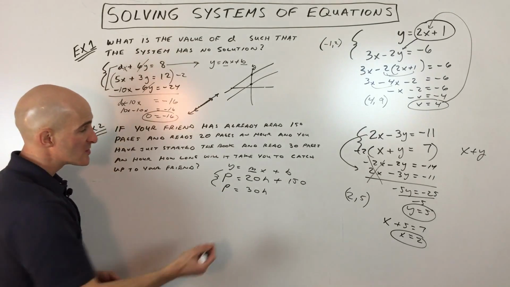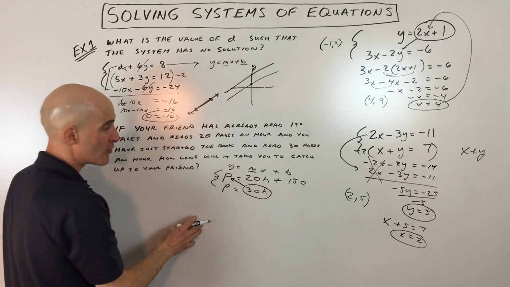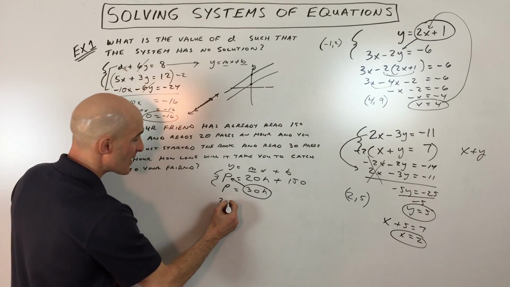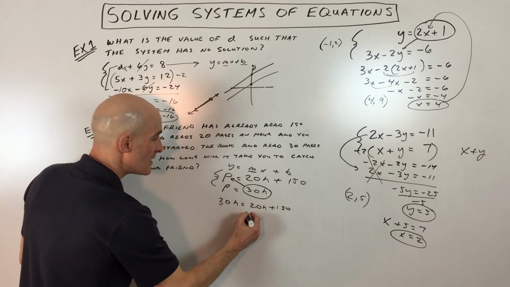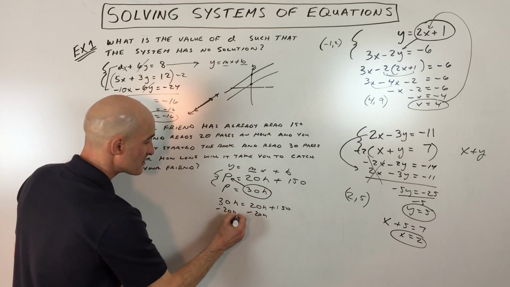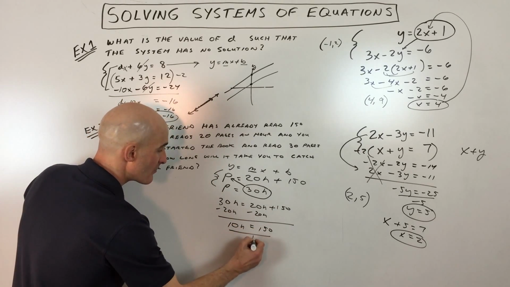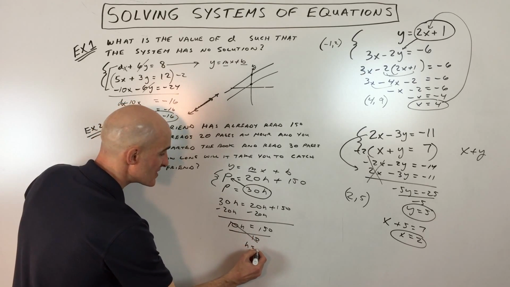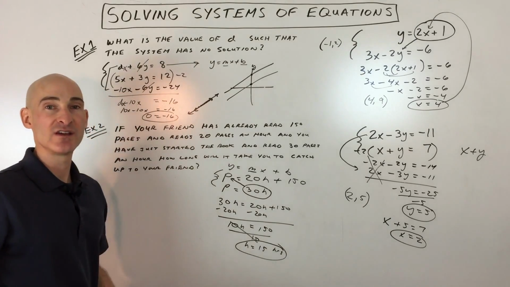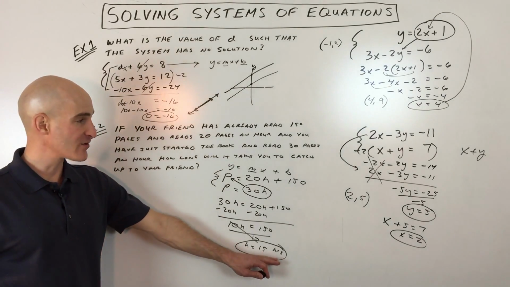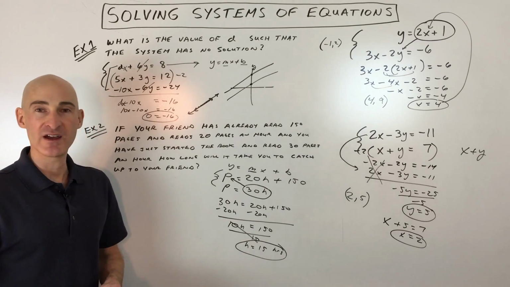I think the easiest way to do this is just to do the substitution method. So if p equals 30h, let's go ahead and put 30h in place of p. So that's 30h equals 20h plus 150. Subtract 20h from both sides, right? Because you want to get the variables on one side, numbers on the other. Divide everything by 10 to solve for 1h, and you can see it's going to be 15 hours. So in 15 hours, maybe not all in the same day, but after 15 hours of reading, you're going to catch up to where your friend is at in the book.